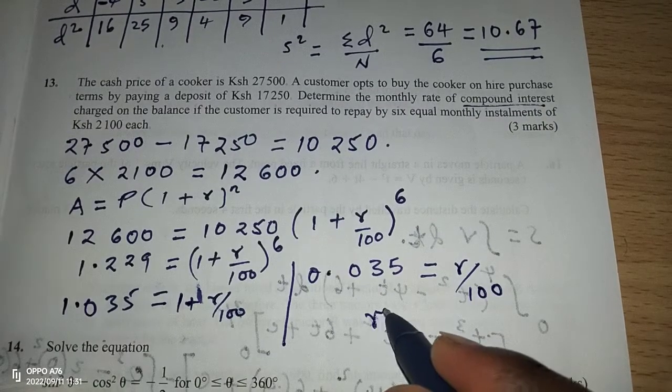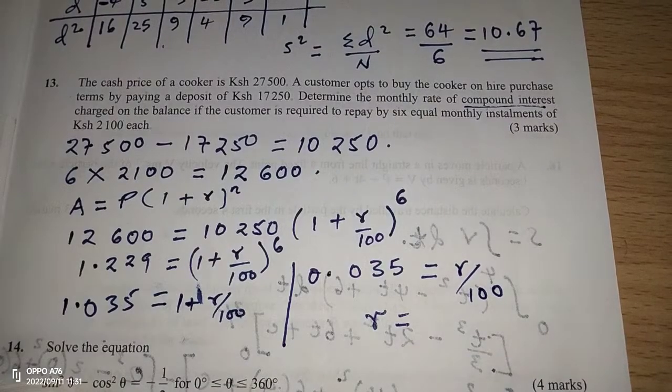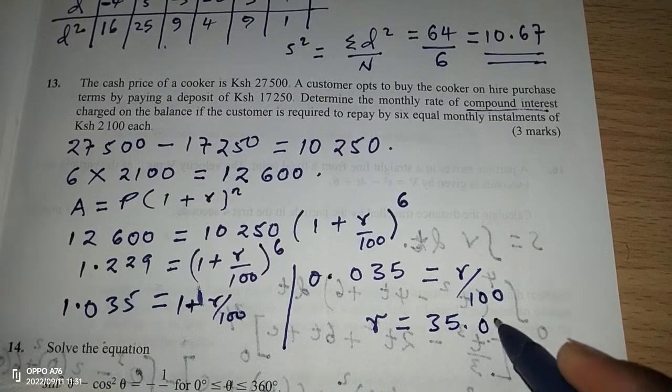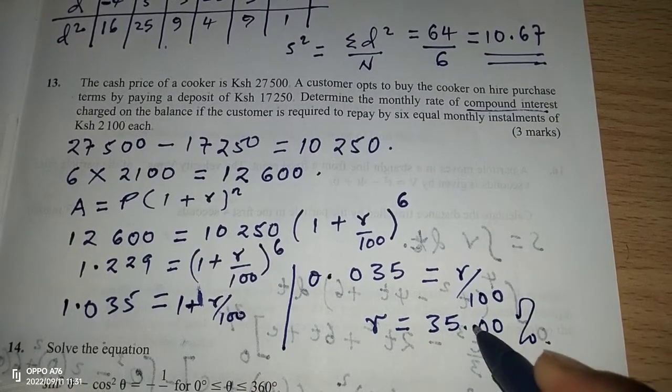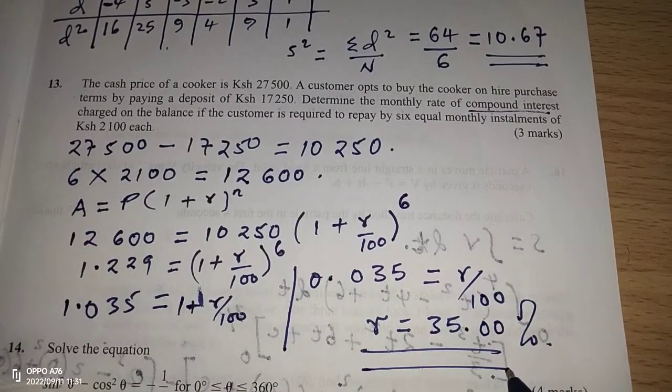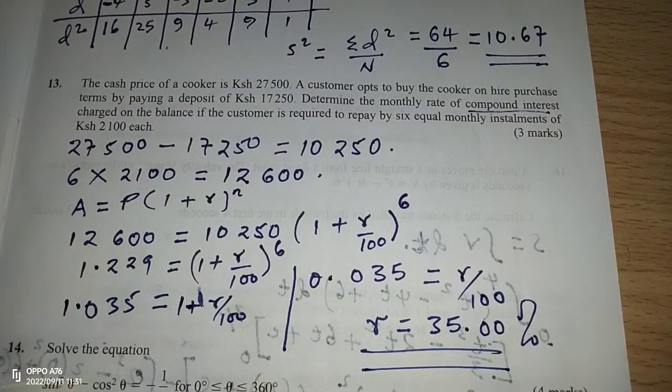For us to remain with R, we can multiply by 100. This will give us a rate of 3.5%. This is going to be per month, because we have used the 6 months here.